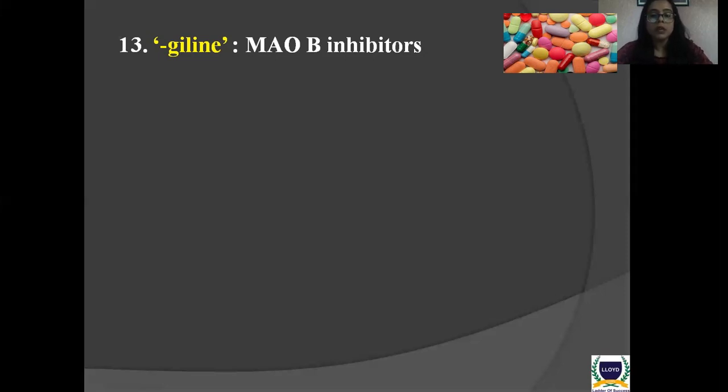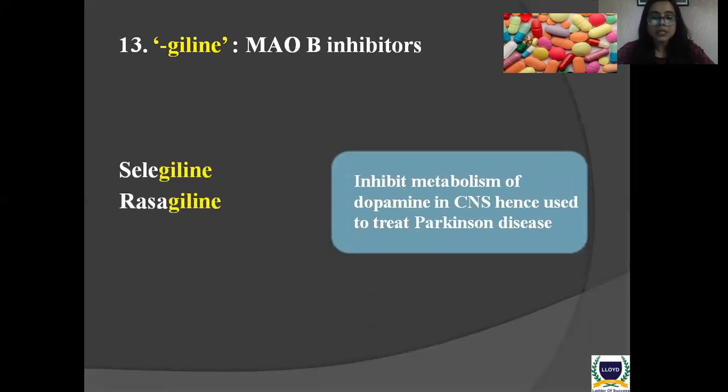MAO B inhibitors include drugs like selegiline and rasagiline. These inhibit the metabolism of dopamine in the central nervous system, hence are used to treat Parkinson disease. So selegiline and rasagiline are categorized under the MAO B inhibitors.